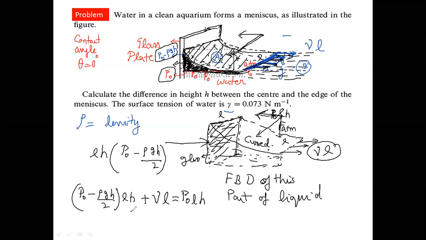Right? And when we simplify it, we get H equals square root of 2 times gamma divided by rho g. If we put in the numbers, it is approximately 0.4, I think 0.4 millimeter. You can check the answer. I'm not sure about this number, but yes, it will be square root of 2 times gamma, the coefficient of surface tension, divided by rho g.